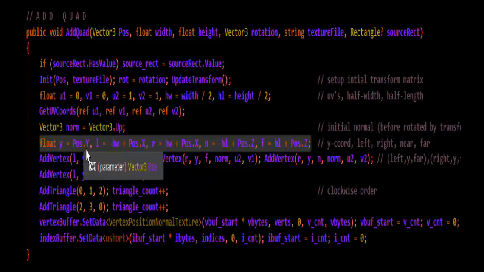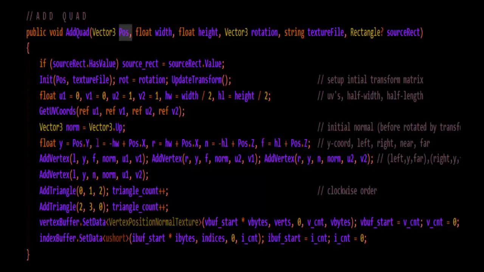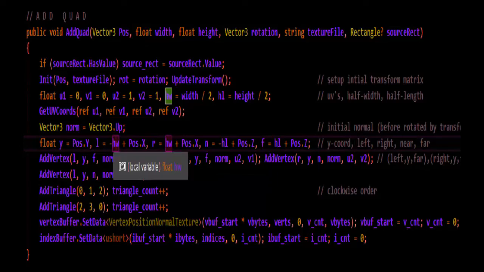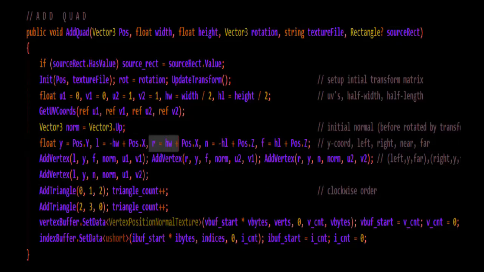So I say y is equal to, almost like a floor tile, so the y position is equal to the position y that was passed in. The left is equal to negative half the width plus position x. Doesn't matter what order you do this in. And then right is equal to half the width plus the position, and the position is the center. And then the near, or n, coordinate is going to be negative half the length plus position z, so closer to the camera.